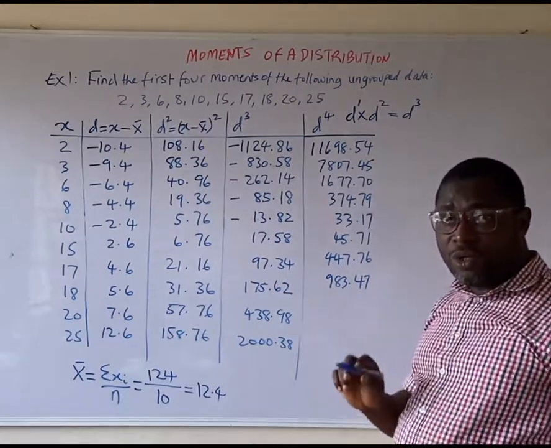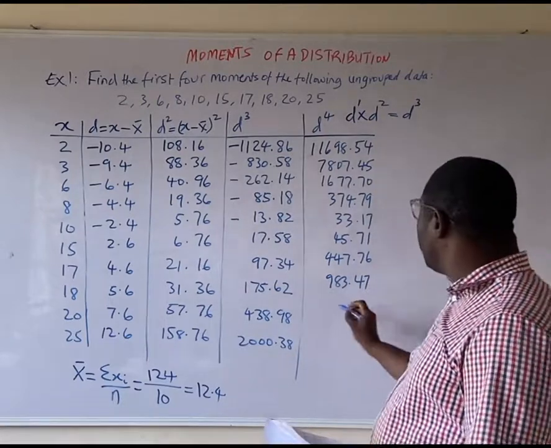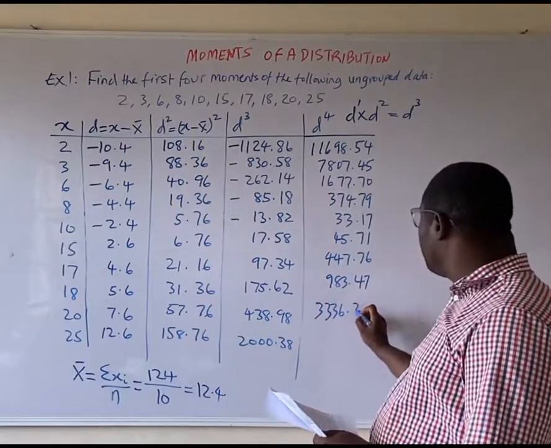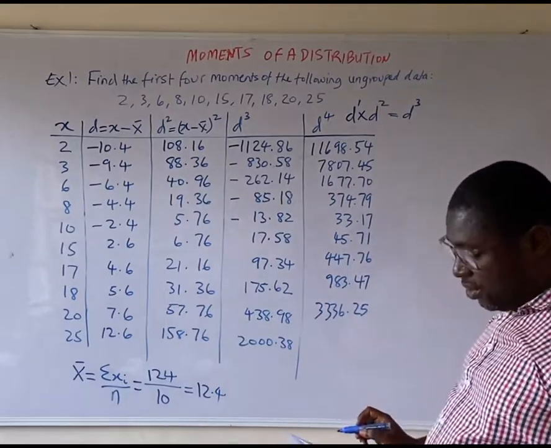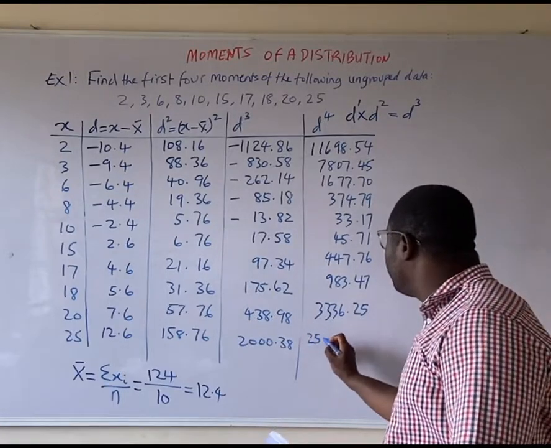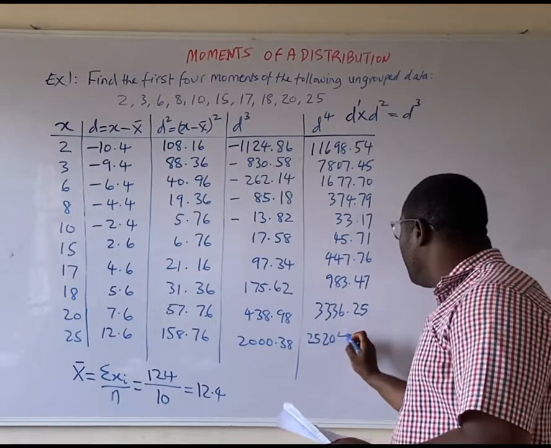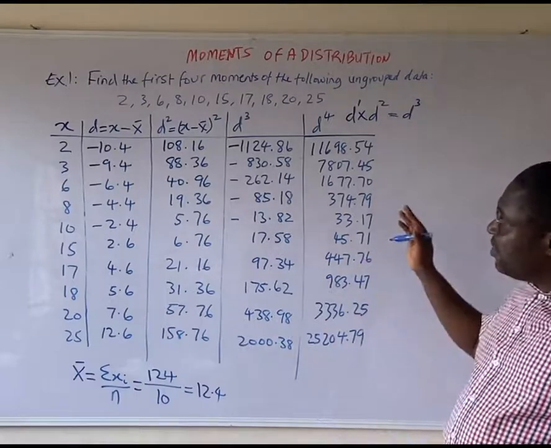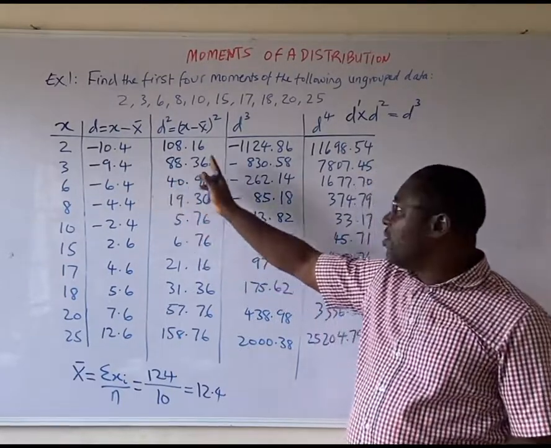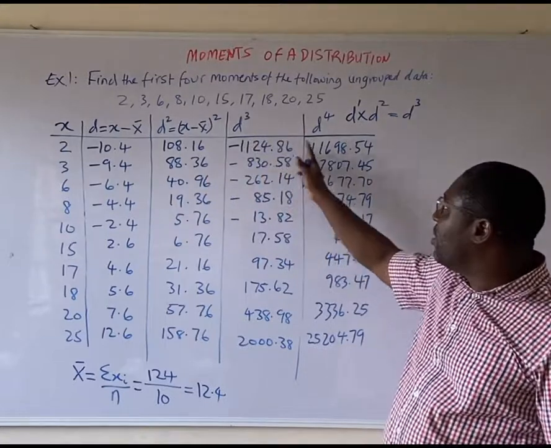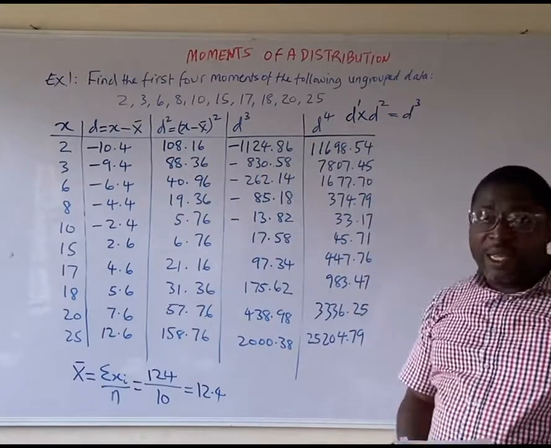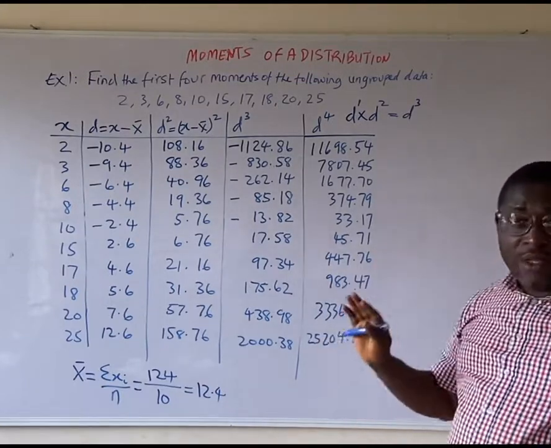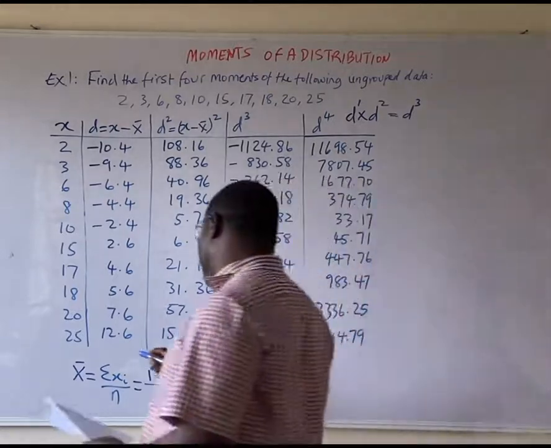Make sure you're using your calculator to confirm these figures. The next one is 3336.25. Then the last one is 25,204.79. Now we have the deviations, the 1st degree deviation, the 2nd degree deviation, the 3rd degree deviation, and then the 4th degree deviation. The next thing we do is to sum these values to find the summation of each of the deviations. So we'll do that right here.